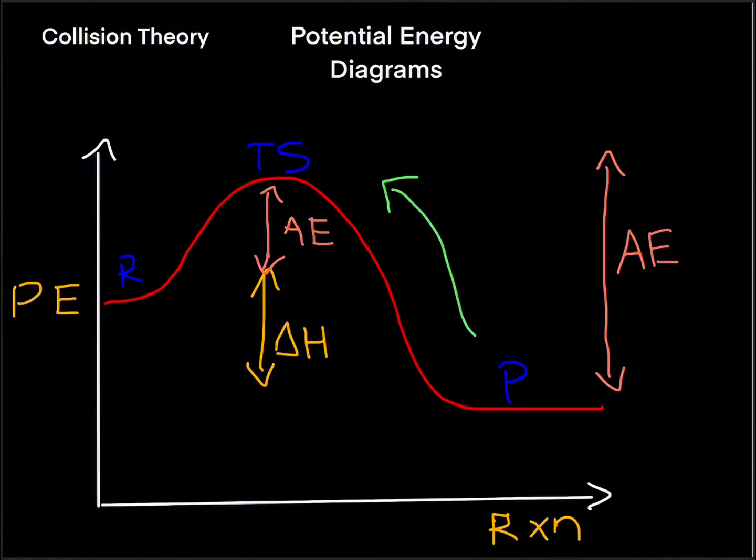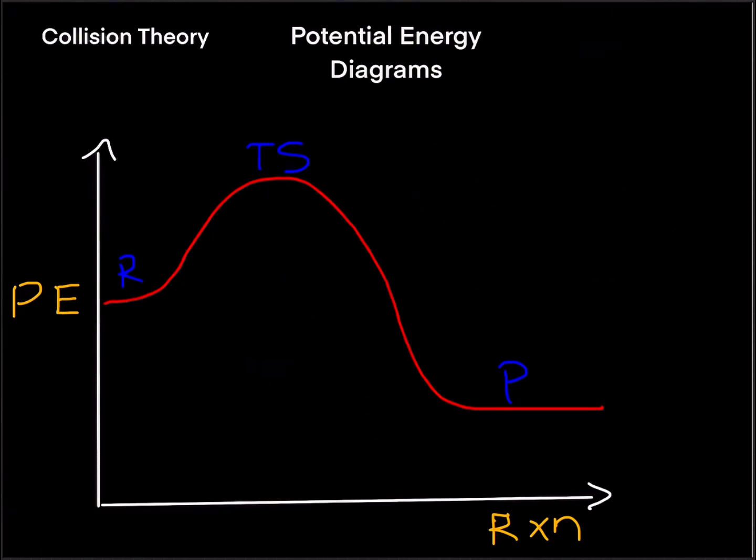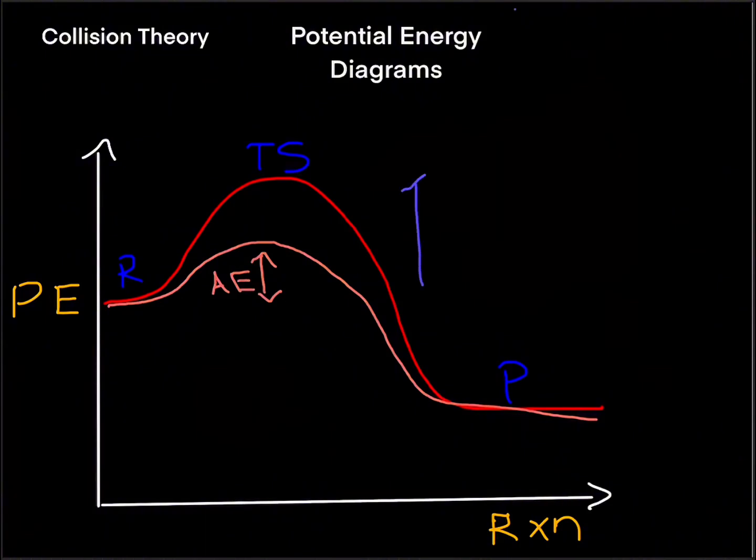Now, what's going to happen if we add a catalyst to this reaction? Now we know that the purpose of a catalyst is to speed up a reaction by lowering the activation energy. As you can see here, by creating an alternate pathway, the activation energy is lower than what would be without the catalyst. Therefore, the reaction tends to go faster. So remember, a catalyst speeds up a reaction by lowering the activation energy.